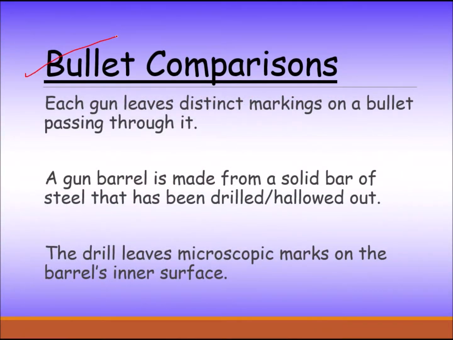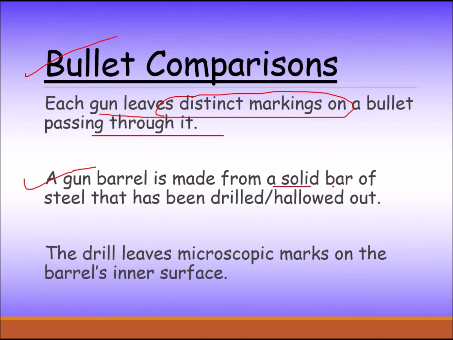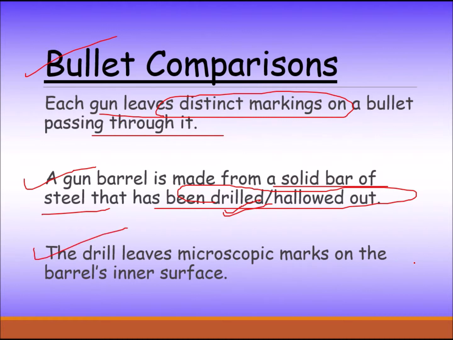Now, the bullet comparison is the most important part, in which each gun leaves distinct markings on a bullet passing through it, because a gun barrel is made from a solid bar of steel that has been drilled or hollowed out. Because of this feature, it is going to leave some distinct markings on the bullet surface. The drill leaves microscopic marks on the barrel's inner surface. So this bullet comparison is an important part in comparing the crime bullet with the suspect bullet.